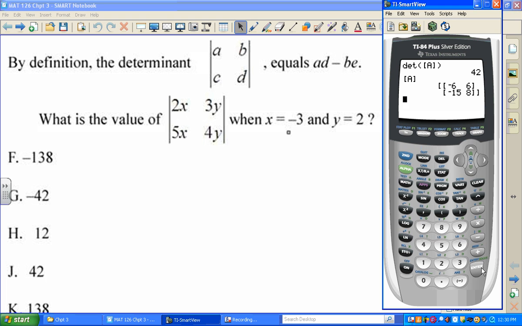Okay? If you want to check matrix A, I can go to second matrix, and I want to see what A looks like, and it shows you negative 6, 6, negative 15, and 8, so you can double check your work. But there's a lot of things you can do with a matrix. I just didn't know if you could do matrix calculations on this calculator. All right? Questions about the matrix? The DET stands for the determinant.